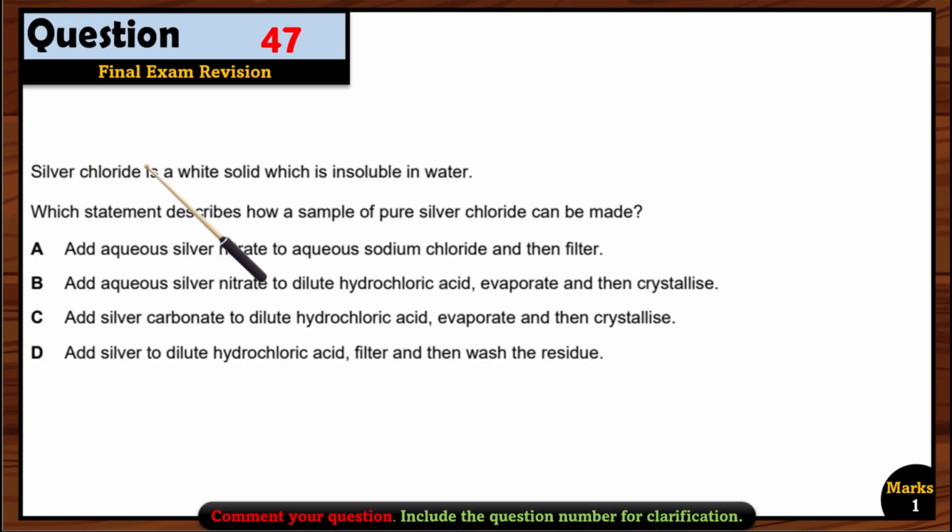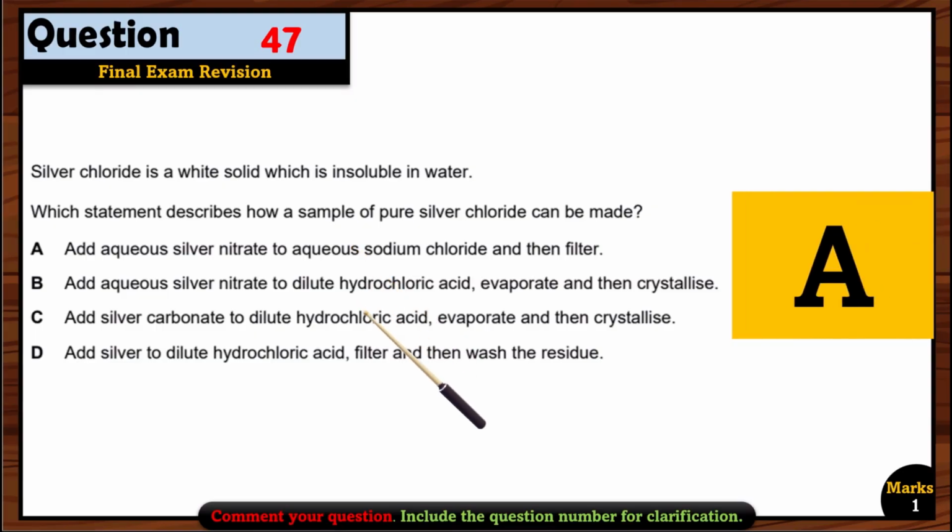Question 47. Silver chloride is a white solid which is insoluble in water. Okay. What statement describes how a sample of pure silver chloride can be made? Okay. So if you want to make the silver chloride and it is insoluble in water, right? So it means we have to use both the reactants that are soluble. So we have to choose which method. Add aqueous silver nitrate to aqueous sodium chloride. Okay. And then filter it. Okay. So when silver nitrate reacts with sodium chloride, they both are aqueous in nature, right? So they can produce an insoluble salt. That's why option A is the right option here.